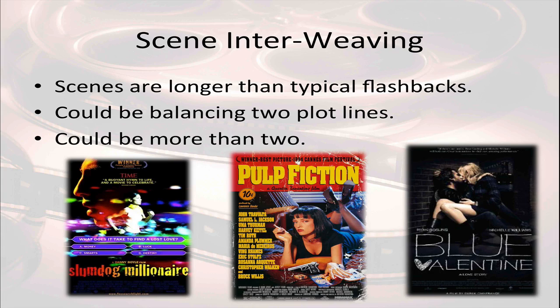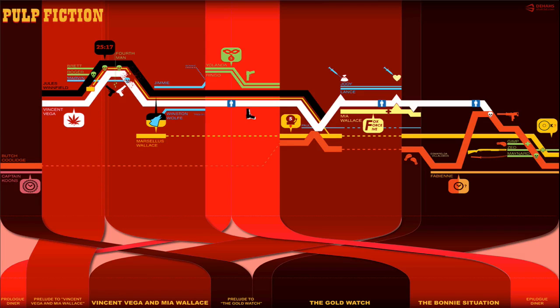So for example, Slumdog Millionaire, Pulp Fiction, or Blue Valentine. And here's a graphic organizer that somebody made for the movie Pulp Fiction. If you look across the top, you can see in shades of dark red the linear plot line of the movie. So it starts off in that dark red with the Butch Coolidge and Captain Koons story, the watch story. And then it moves into Vincent Vega and Jules, the 2 hitmen. And if you were to follow the top part, it would be in a linear fashion.